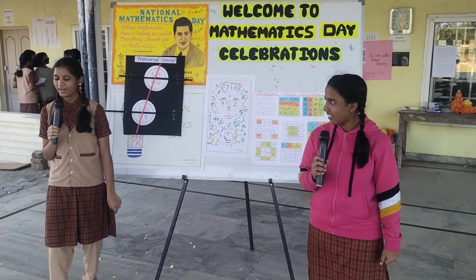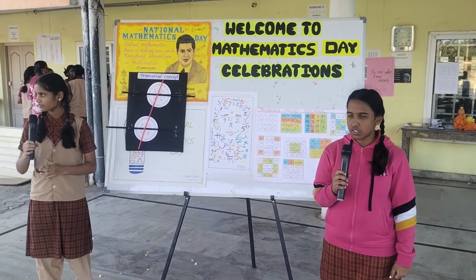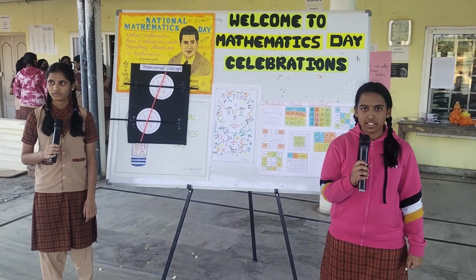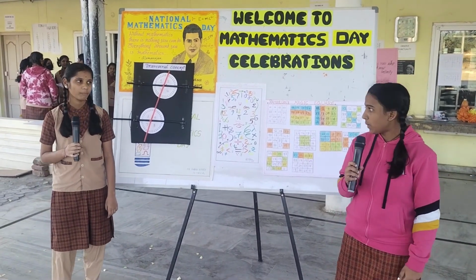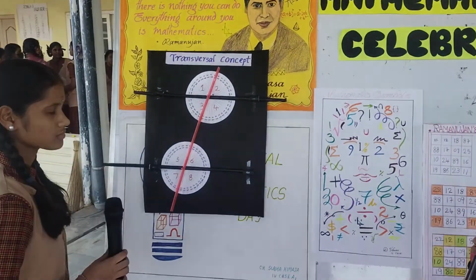Class 9. Myself, I am Palmira of class 9. So today we are here to explain about the transversal concept. A transversal is a line which passes through two or more lines, two or more non-parallel or parallel lines. So today we are here to explain about the transversal concept which passes through two parallel lines.